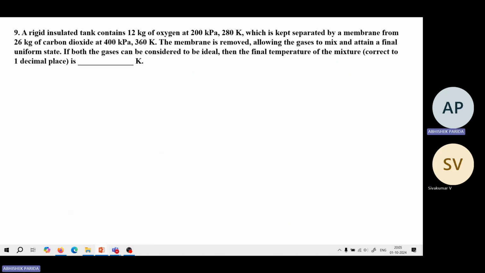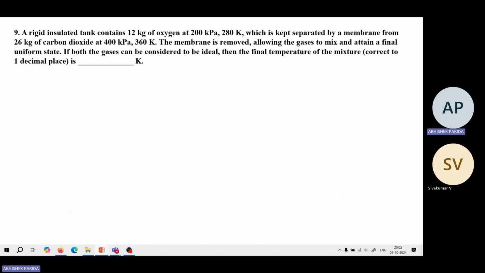Now moving to question number 9. A rigid insulated tank contains 12 kg of oxygen at 200 kilopascal and 280 Kelvin, which is kept separate from a. Okay, I think this question is repeated.